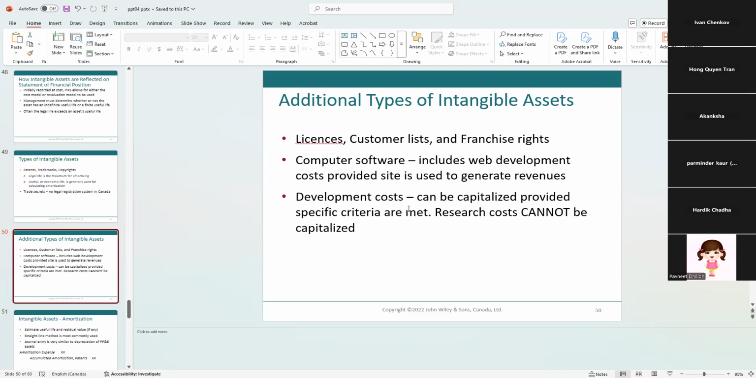Now, from the research and development cost, since they go together, only for development cost we may capitalize something. And only if that meets the criteria for development cost. If they don't, we're not capitalizing.